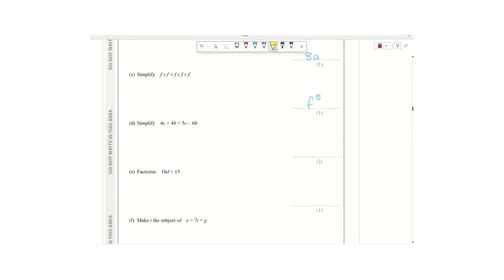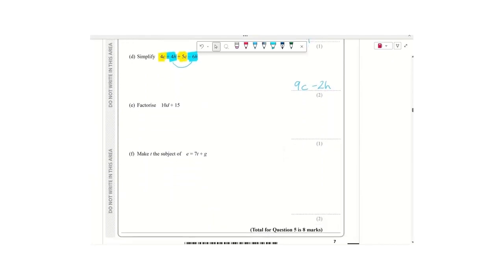On part D, so I've got C's, a 4C and a 5C. And then I've got a 4H and a minus 6H. So if I add my C's together, 4 plus 5 gives me 9C. And then if I add my H's, I've got 4H take away 6H's. So 4 take away 6 is minus 2. So that will give me minus 2H.